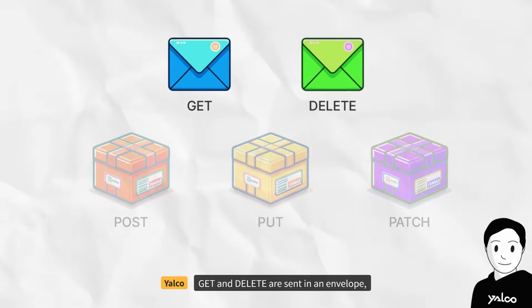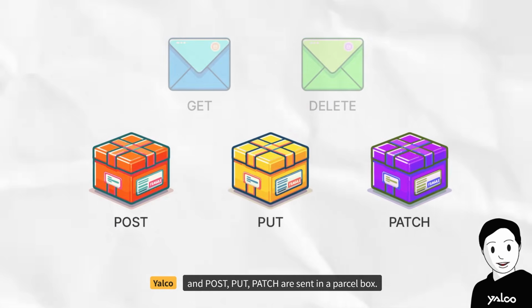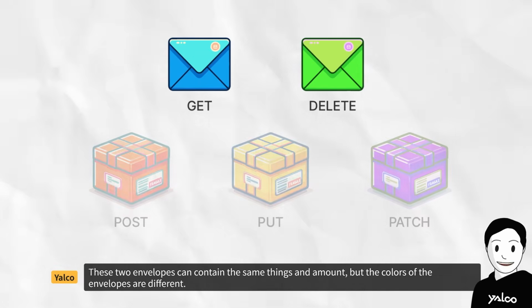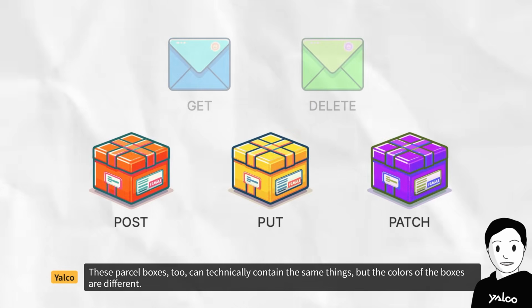Get and delete are sent in an envelope, and post, put, patch are sent in a parcel box. Post, put, patch can contain more information than get, delete. These two envelopes can contain the same things and amount, but the colors of the envelopes are different. These parcel boxes too can technically contain the same things, but the colors of the boxes are different.